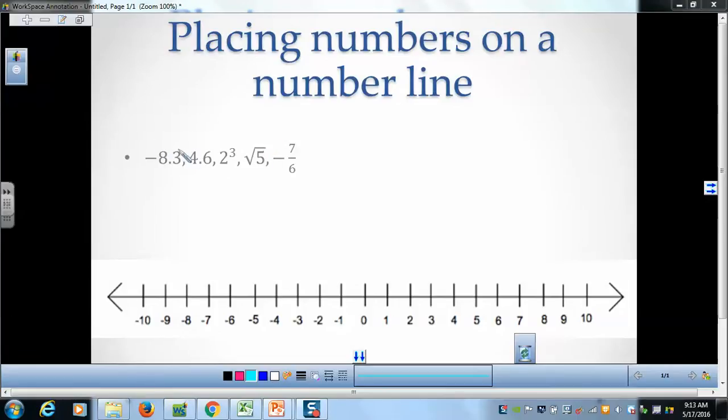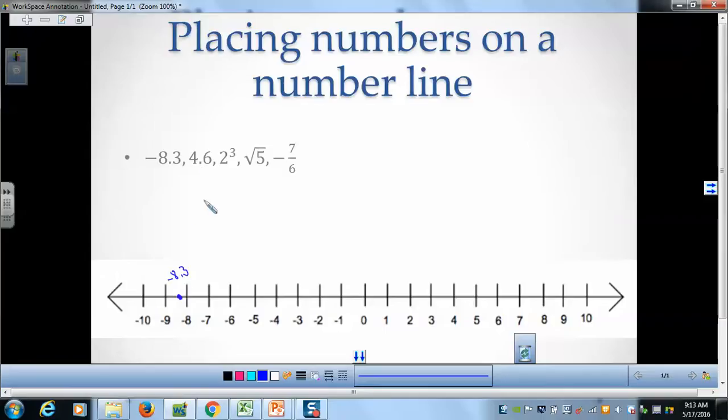So for example, negative 8.3. If I go along my number line, I go negative 8 right here. Now negative 8.3 is going to be past 8 in the direction of negative 9, and it's not quite halfway. So let me change here to a little darker color. And so we would just put a dot right here. So that's negative 8.3. All right, and that's all you need to do.